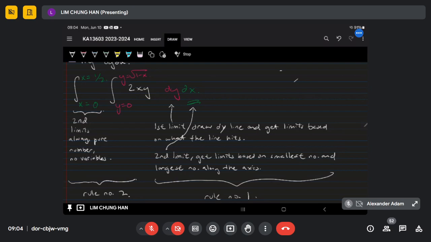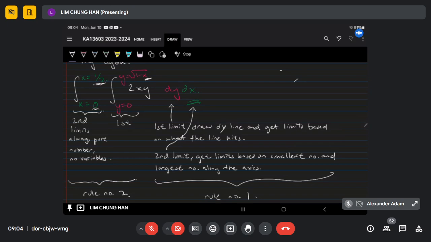Make sure your second limit is always numbers only. Number, no variables. My first limit has a variable. It has x in there. If you look at my first limit, there's an x in there. My second set of limits is just numbers.